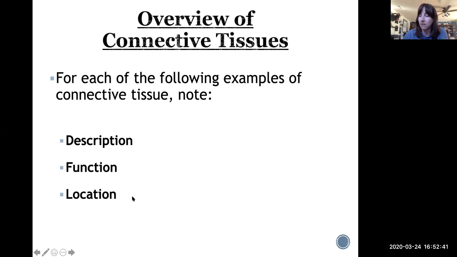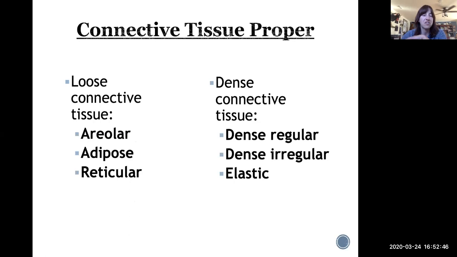Okay, so we're going to go through each one just like we did with the epithelial tissue. We're going to start with loose connective tissue, which has these three types. Then we'll talk about dense connective tissue, talking about these three types, before we talk about bone and blood.